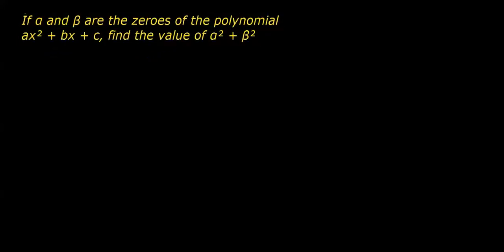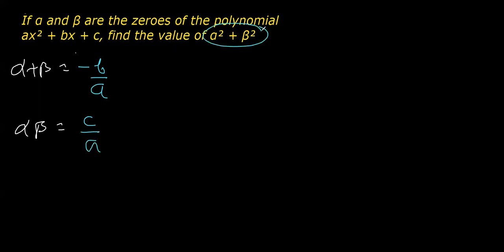Now, what do we know? We know the sum of the zeros, that is alpha plus beta, is negative coefficient of x over coefficient of x square, that is minus b over a. And we also know that the product of the zeros, that is alpha into beta, is equal to c over a.